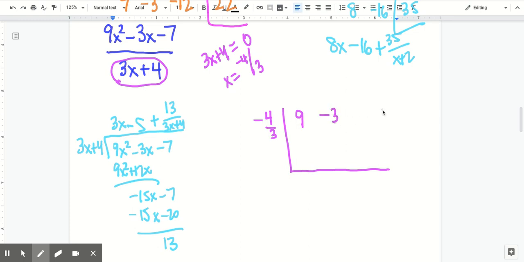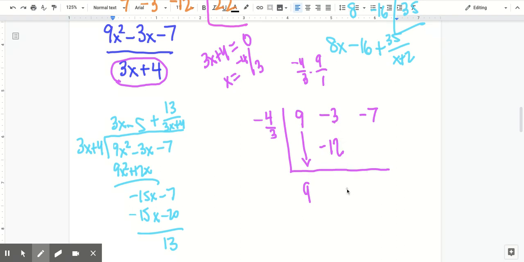You got to set up the inside just like normal. The 9 comes on down to the bottom. Then I need to do negative 4 over 3 times 9. And when you multiply that out, I actually find it easier to do the division part first. I'm going to do 9 divided by 3 and then times negative 4. It'll get you the same answer, but that should end up being a negative 12 when you set that up.